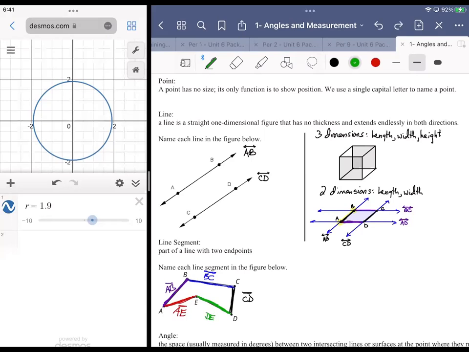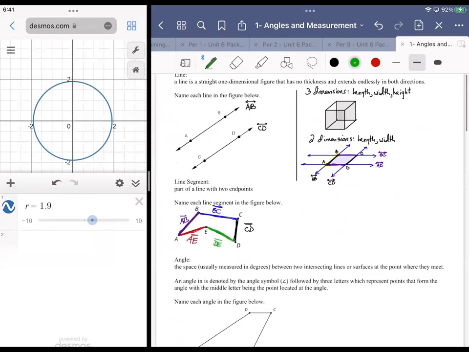Oh, geez. Shaky hand. Autocorrect. So naming the line segments isn't really that difficult as long as you know where it starts and where it stops.